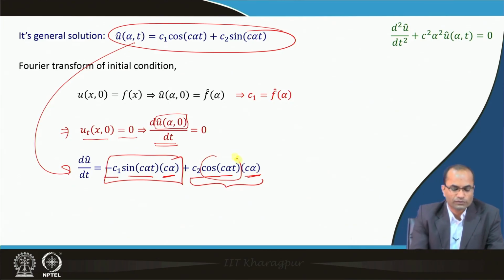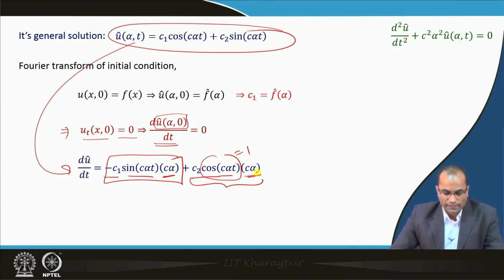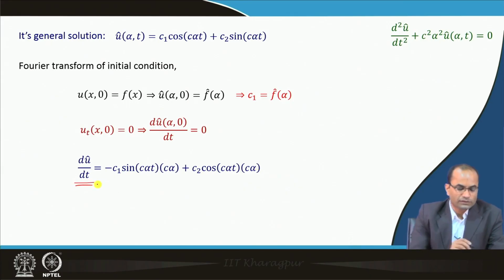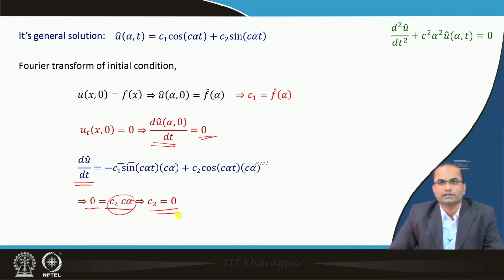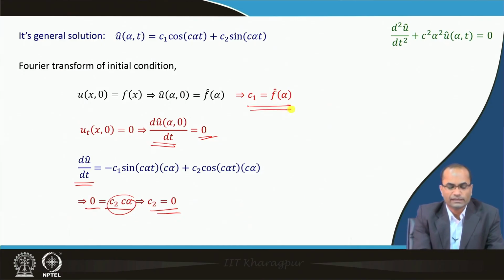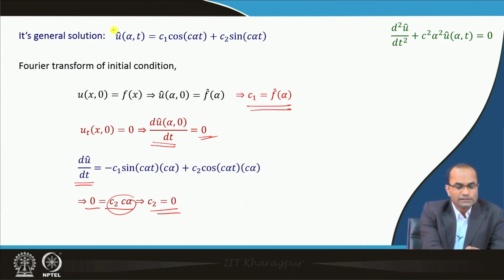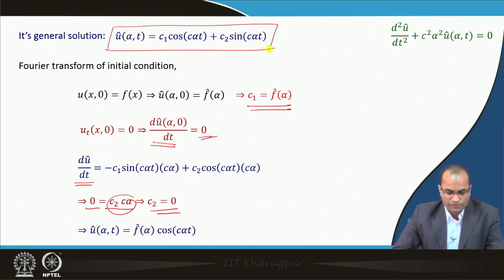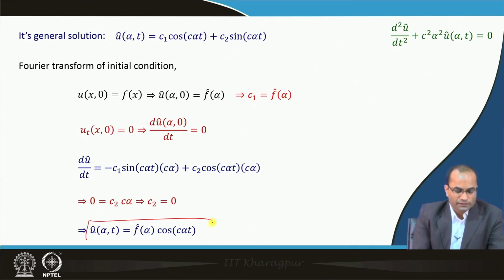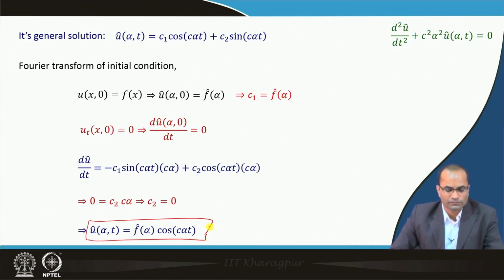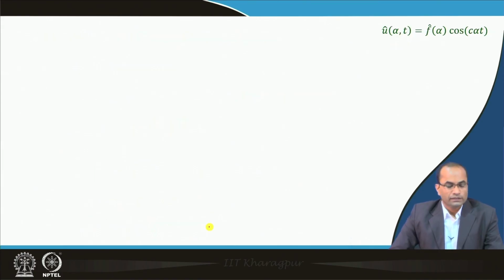So, cos 0 will be 1. So, we have C 2 times C alpha equal to the derivative of u hat, and the derivative of u hat at t equal to 0 is given as 0. So, we notice here that C 2 C alpha is 0, that means C 2 is 0 and C 1 is f hat alpha. That means our solution for u hat is much more simplified now, and we have only the f hat alpha and the cos term with C alpha t.